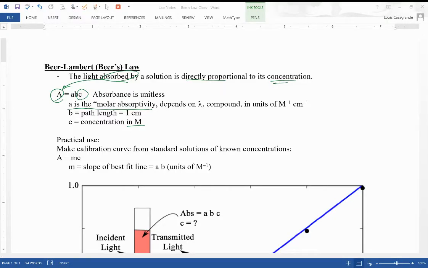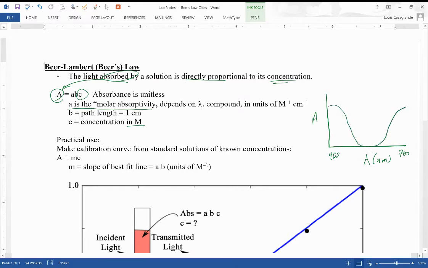And this is something that comes from the absorbance plots that we saw way back in the color and light unit, where we have a plot of the absorbance A as a function of wavelength lambda, and the wavelength generally goes from about 400 nanometers up to about 700 nanometers. This is a typical absorption spectrum that you might see, and you would want to measure the absorbance.